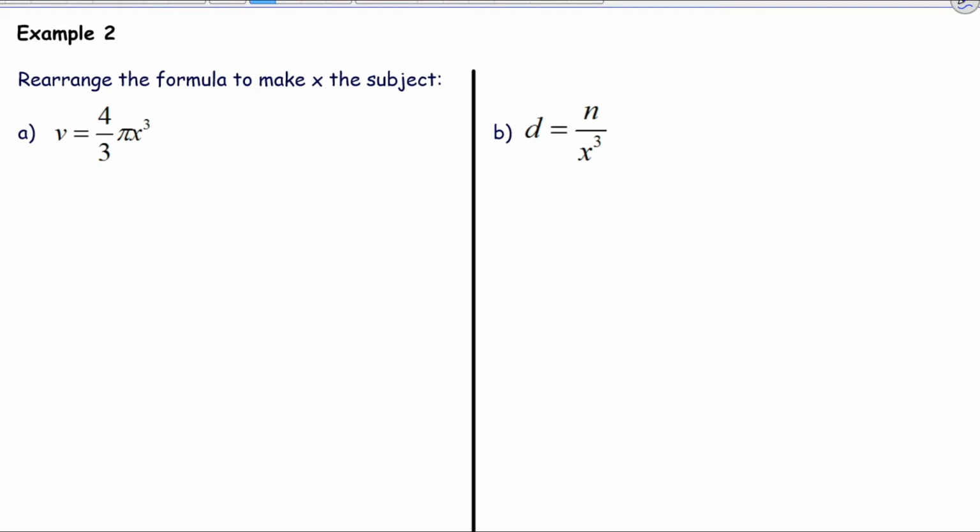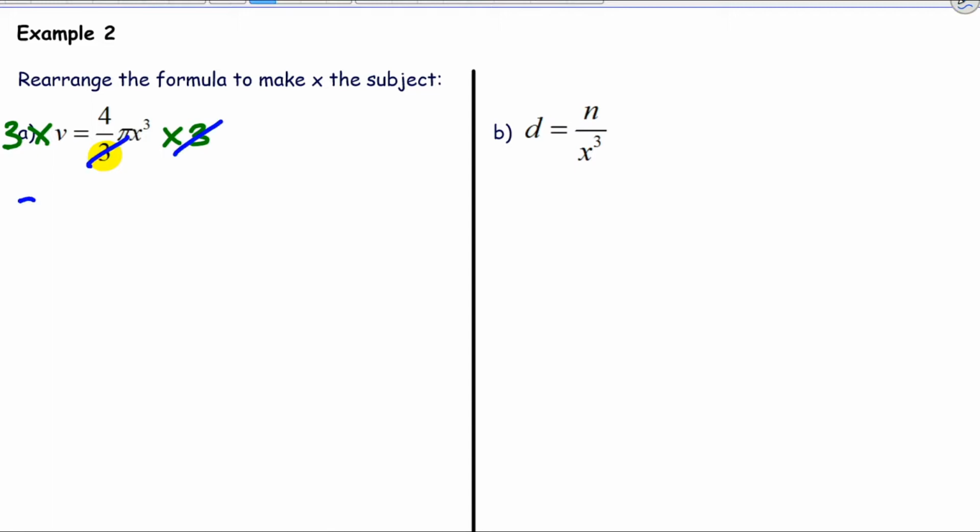The next question, we have to rearrange the formula to make x the subject. Okay, so we need to be left with x alone. Maybe the first step will be getting rid of the denominator. So if you want to start with getting rid of the 3, look at it this way. The opposite of dividing by 3 is multiplying by 3. So we'll multiply by 3 on each side to balance the equation. 3 divided by 3 is 1.